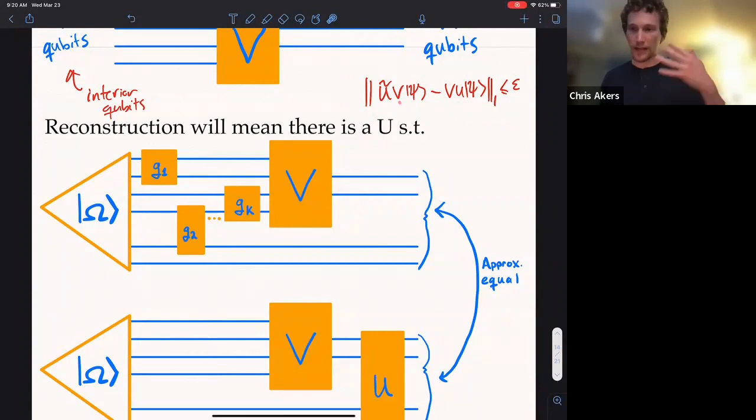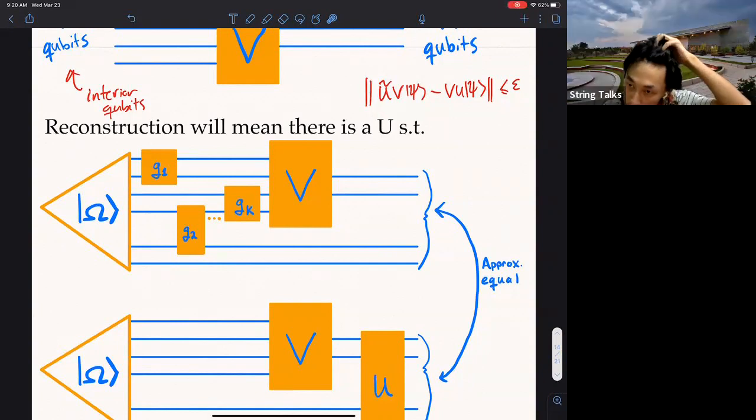So if V is not an isometry, then it has a kernel. Okay, and then this term is 0, because V will annihilate U psi by construction. But this term will have norm 1, because U tilde has to be a unitary. That was part of the reconstruction conditions. And so this will say the norm of this is less than epsilon, which is false.